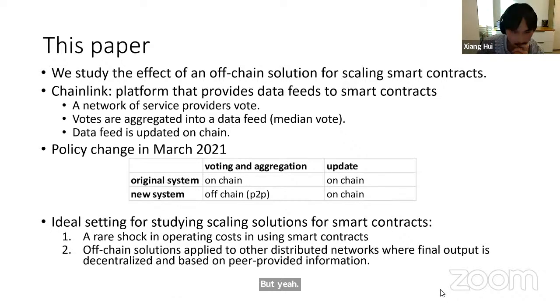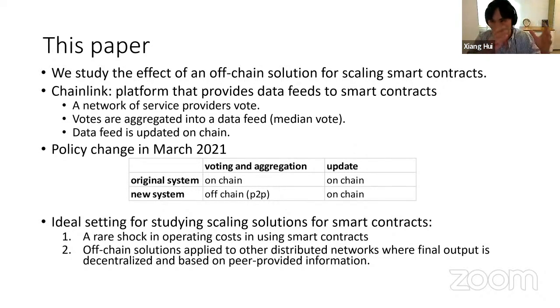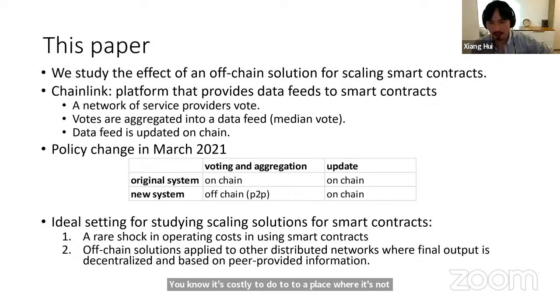Right. So the second reason that we think that the setting is good is because this off-chain solution that we're looking at is actually quite general. It's the idea of taking some of the computation burden from the blockchain, where it's costly to do, to a place where it's not so costly to do, and that applies to other distributed networks where the final output is decentralized and based on peer-provided information. Okay.